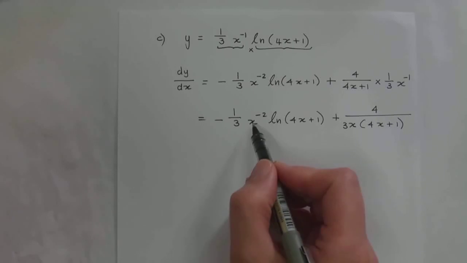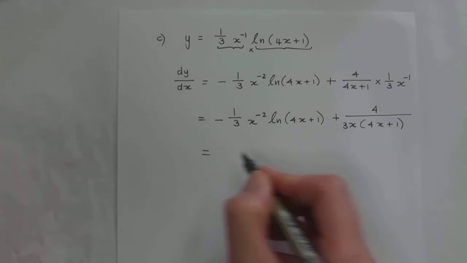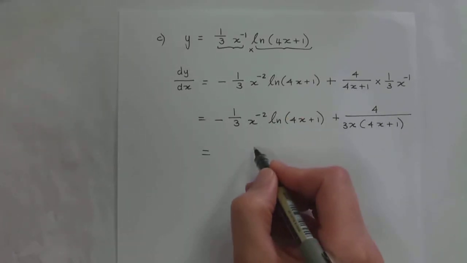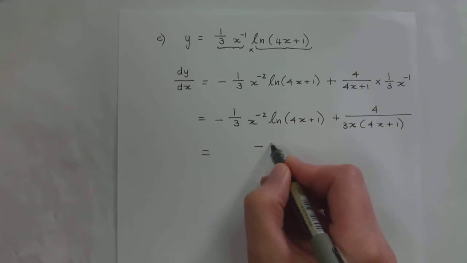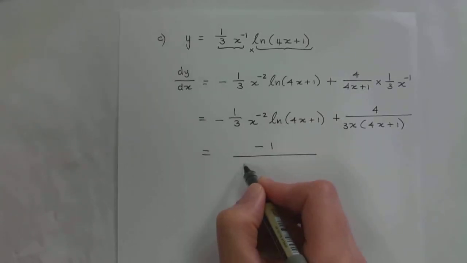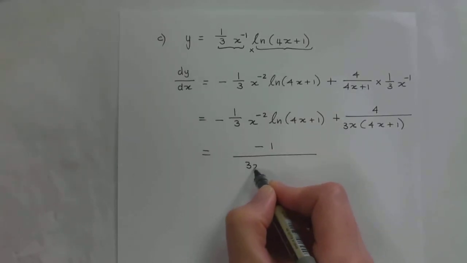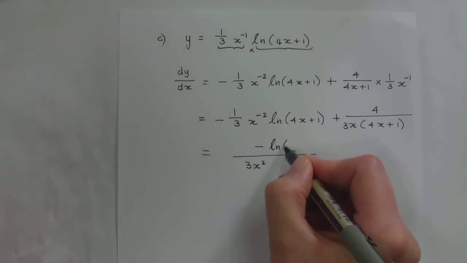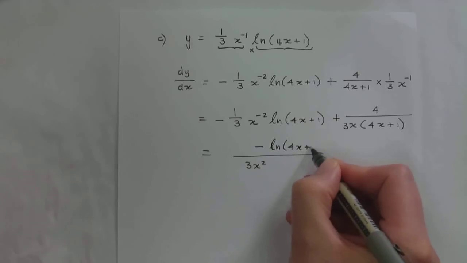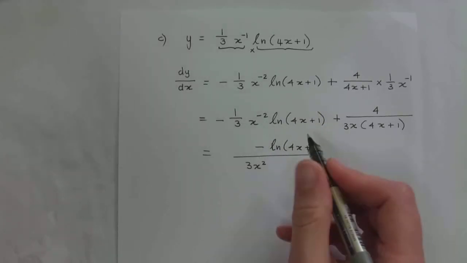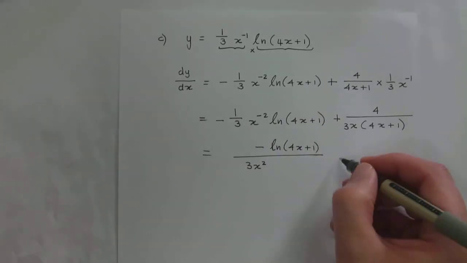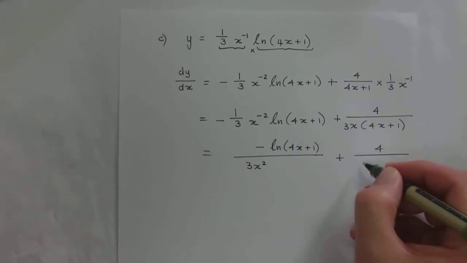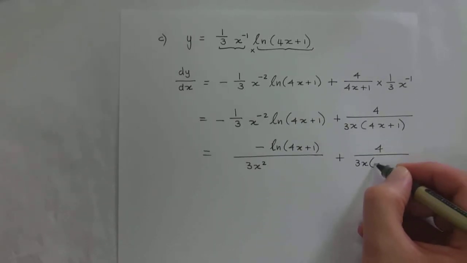They actually even went and they moved this one into this. They actually said it's minus 1 over 3x squared. And then they left that ln of 4x plus 1 over here, because obviously that doesn't have a negative exponent, so that belongs in that numerator, plus 4 over 3x times 4x plus 1.